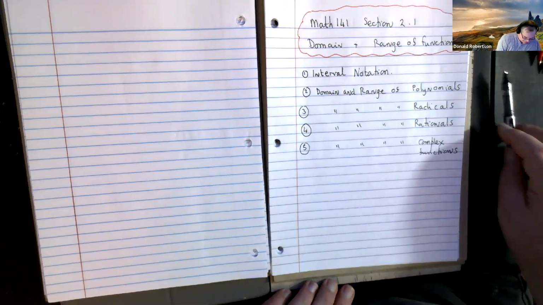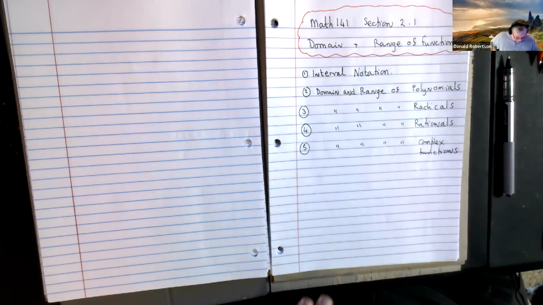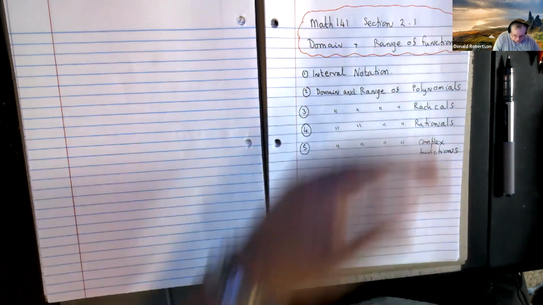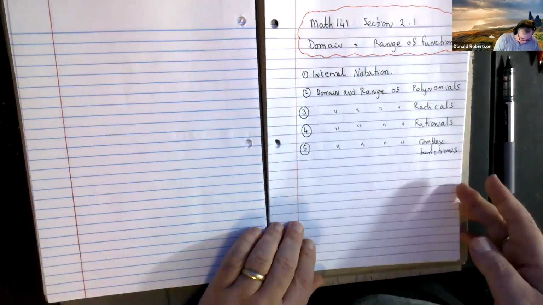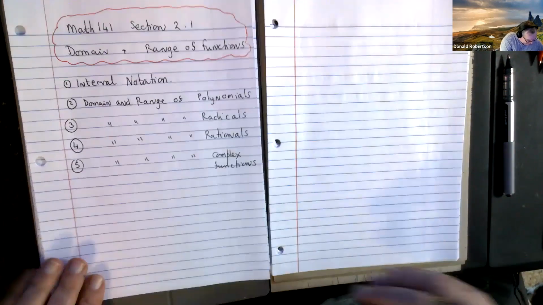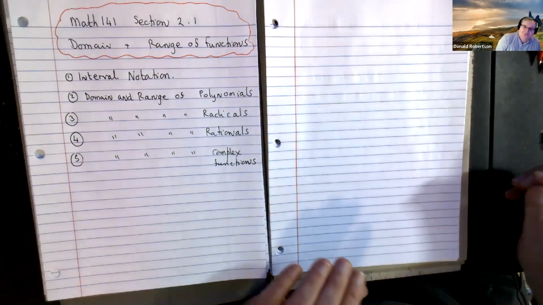today I intend to do a kind of overlap. We're going to look at section 2.1, domain and range of functions. And tomorrow I'll look at applications, and so piecewise functions probably won't happen until Wednesday or Thursday. Now I look at my schedule over here, but we'll work our way through these. So the first thing we're going to look at is interval notation.